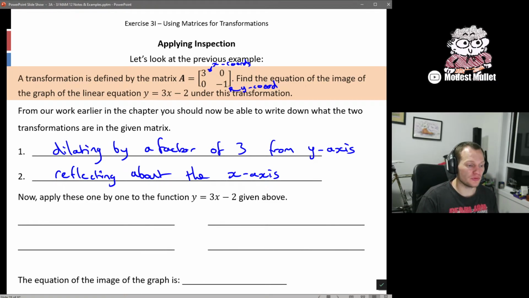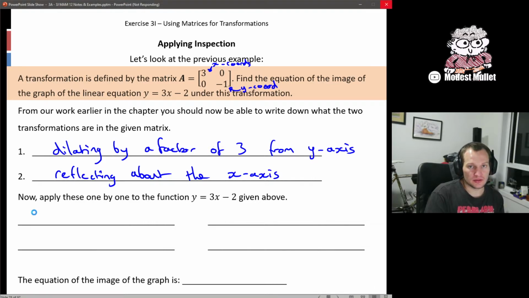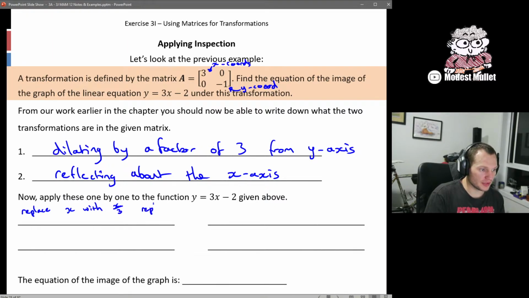use our replacement rules that come along with inspection. So if we're dilating by a factor of 3 from the Y-axis, that means we need to replace X with X on 3, and we also need to replace Y with negative Y. So let's do that straight away.